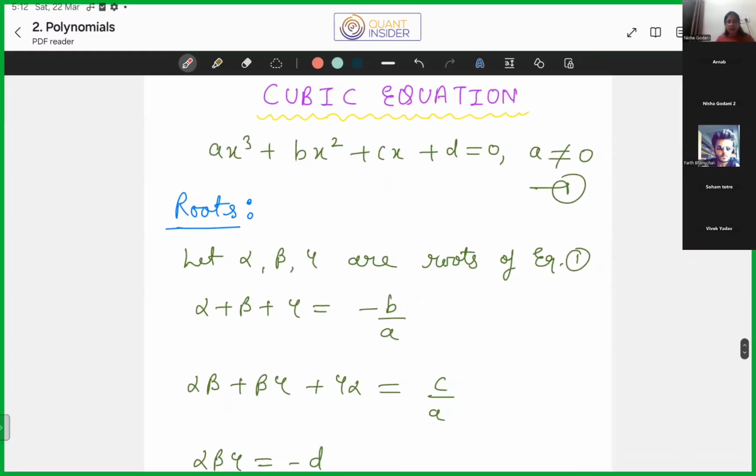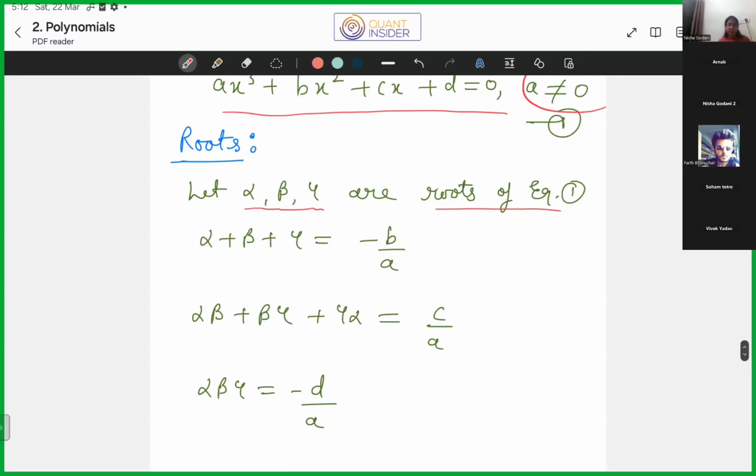So let's move to the cubic equation. Cubic equation means the highest power of x will be 3. This is the general form of the cubic equation, ax cube plus bx square plus cx plus d equal to 0, where it is compulsory that a must not be equal to 0, otherwise it will not be a cubic equation. Now, what about roots? If alpha, beta, gamma are the three roots of this equation, then what relation do you have between them?